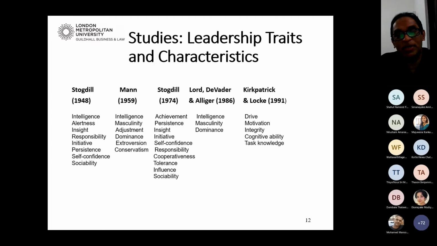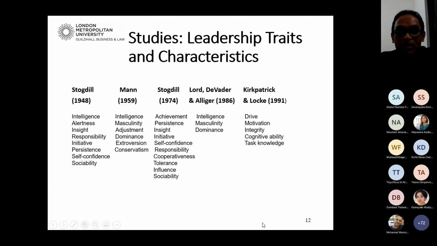Then Kirkpatrick and Locke in 1991 said drive, motivation, integrity, cognitive ability. Now you can see when you come to the 90s, cognitive ability, cognitive means mind. The ability of the mind is taking precedence. Then task knowledge. So we are seeing a different landscape of traits. Now 91 is a long history. If you take today, the traits that you need can be totally different to what we discussed there, right?